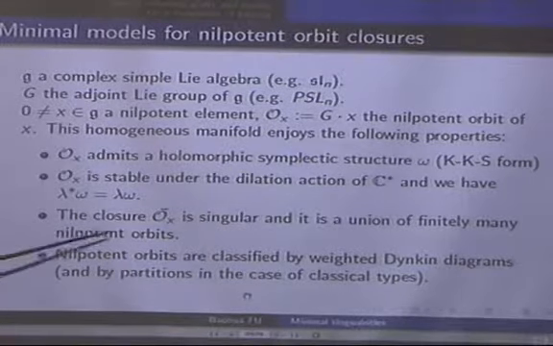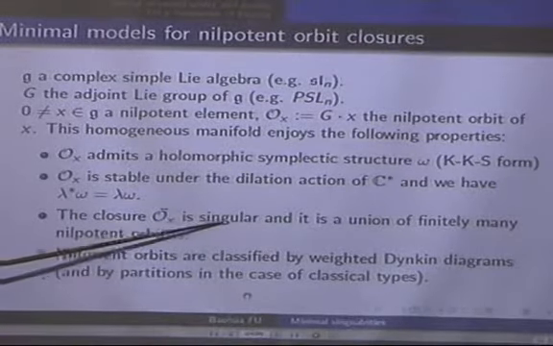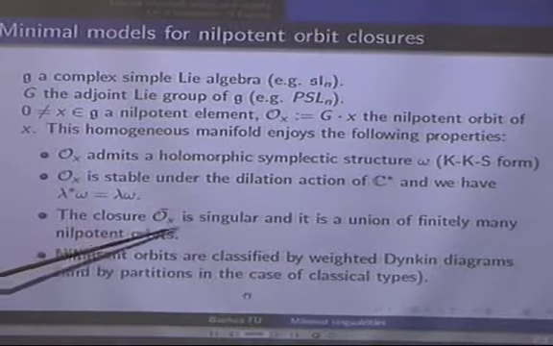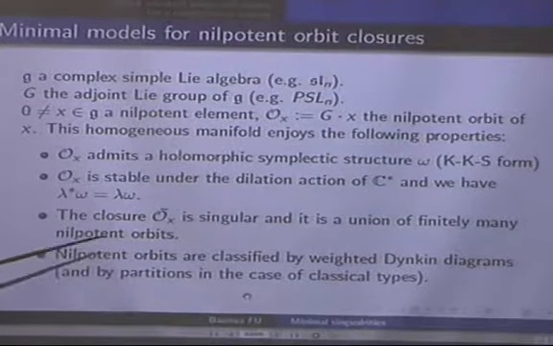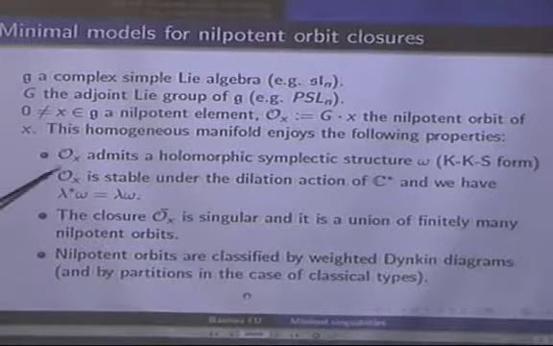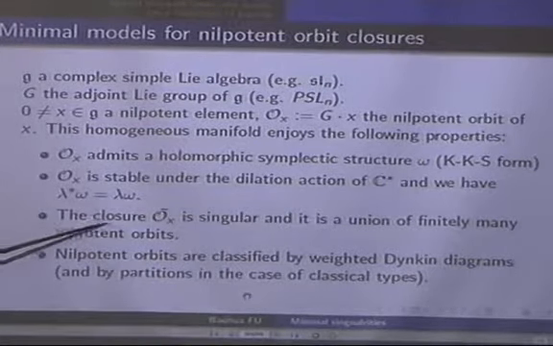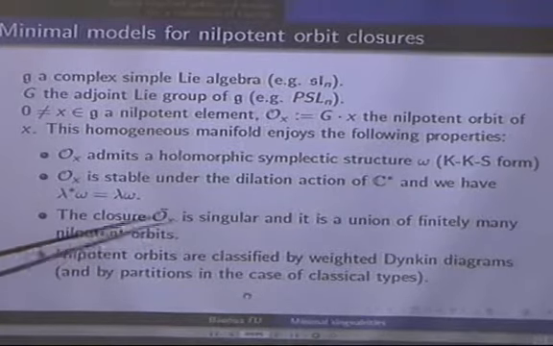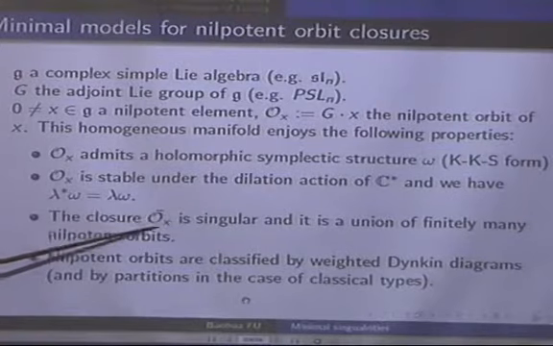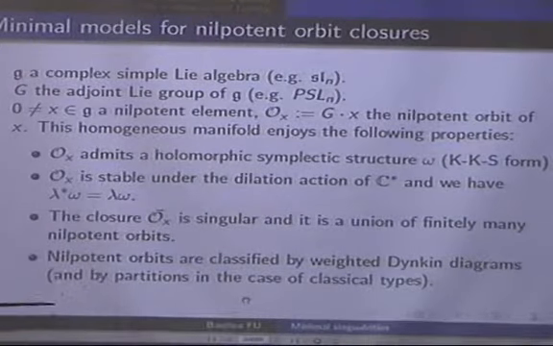And also, the closure is always singular, except when x is 0. So this is just one point. Otherwise, it will be singular. And also, it's a union of finitely many nilpotent orbits. From the first point, the dimension of this orbit is even dimensional. So this is a union of finitely many even dimensional symplectic varieties. What you get is that this closure is normal in codimension 1. But in general, it's not normal.